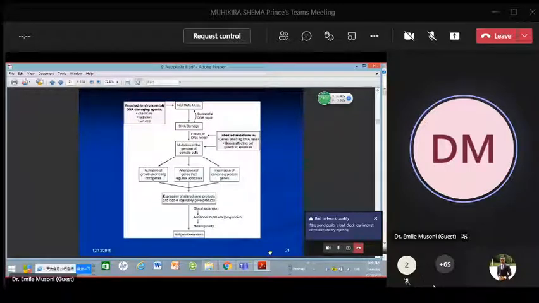Here they say acquired environmental DNA damaging agents, like chemicals, radiation, viruses, will act on the normal cell. Then the normal cell will have DNA damage. And then after that, there will be DNA repair. There are some genes involved in DNA repair, like P53. Then there will be mutation in the genome of the somatic cells.